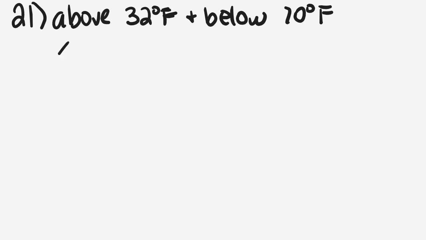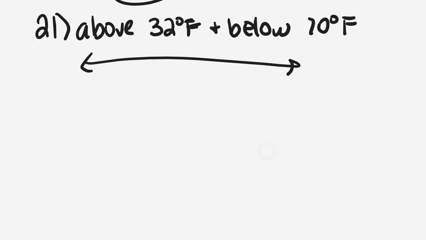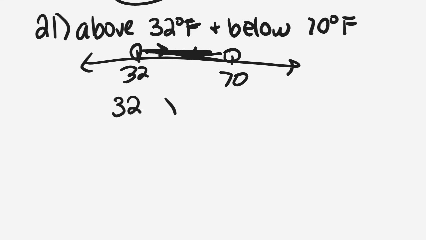All right, so let's see. We've got 32 and 70. So above 32 means not including 32, and then that way. And below 70 means not including 70, and that way. So that is an and statement. We have that in-between area. So we're going to write little guy, variable, big guy, and all the alligators point towards the big guy. And that's it.